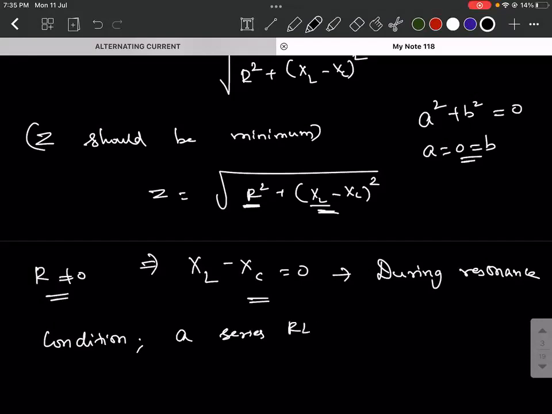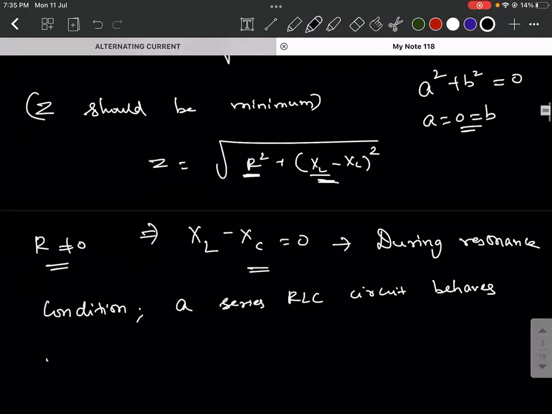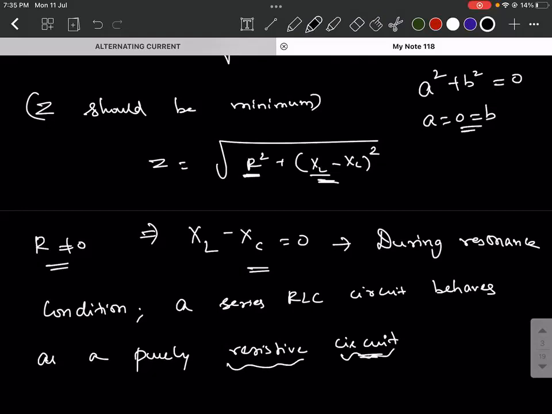A series RLC circuit behaves as a purely resistive circuit. Underline this. A series RLC circuit behaves like a purely resistive circuit. Though you have an inductor and capacitor connected in a series RLC circuit, the values of the reactances will be such that they get cancelled out. Am I clear?